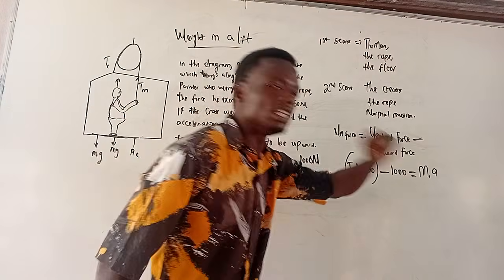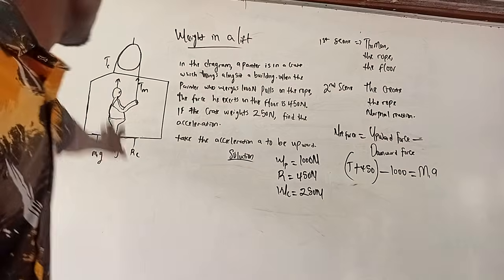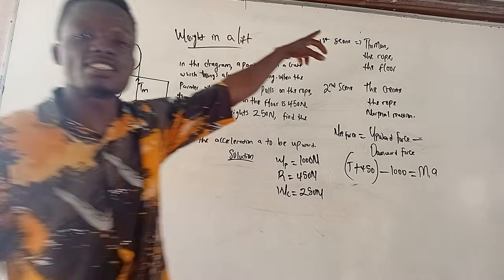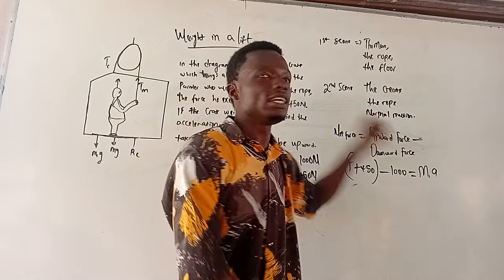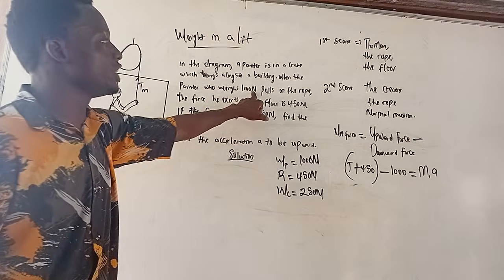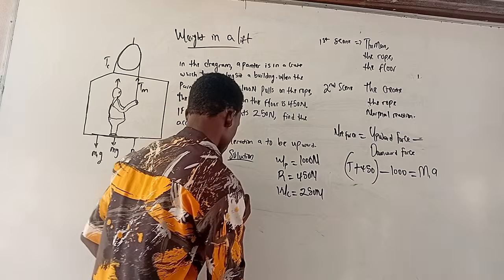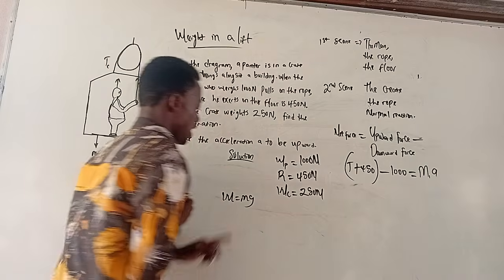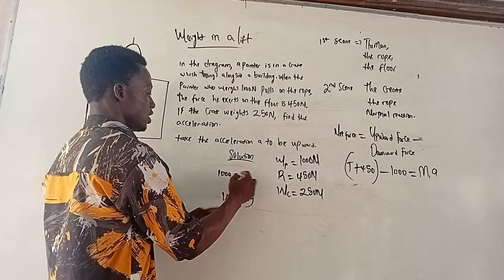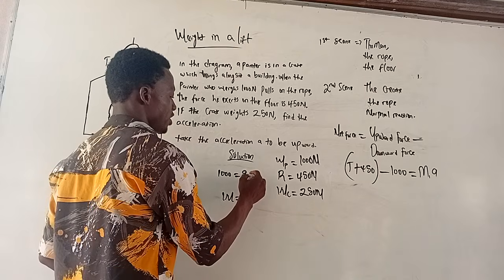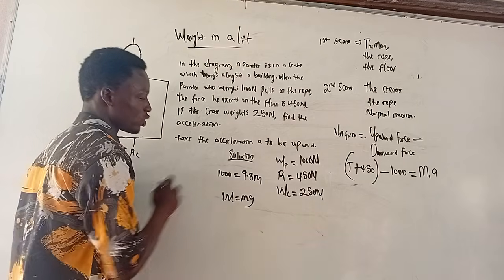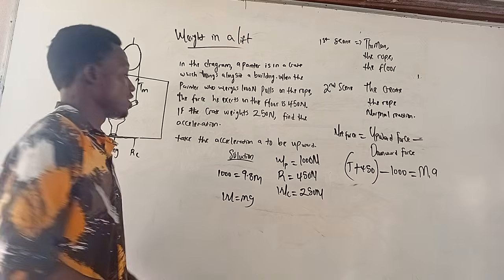This M1 is the mass of the man, because it's the man here that we are talking about in the first scene. Since the weight of the man is 1000 Newton, how do we get the mass of the man? Don't forget, weight equals mg. If our weight is 1000 and g is 9.8, here we have 9.8 m. So m is going to give us 1000 divided by 9.8.